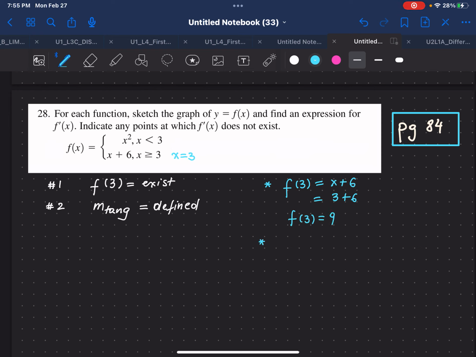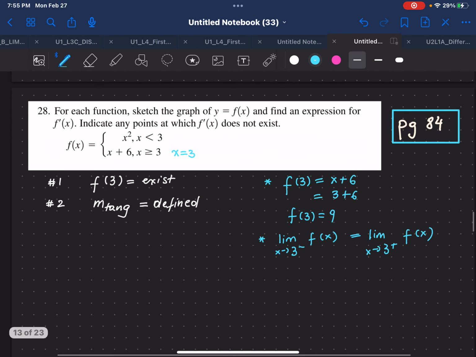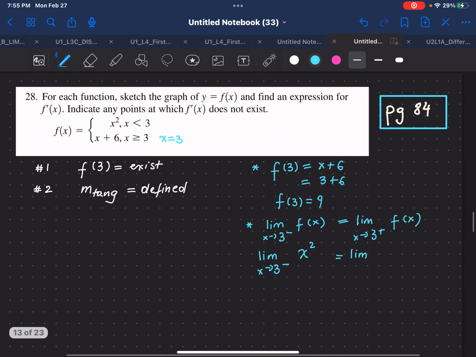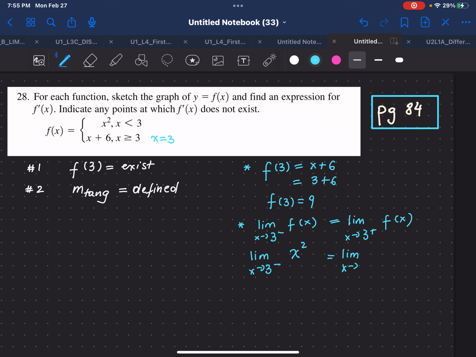Condition number two is that the limit of the function when x approaches 3 from the left must equal the limit of the function when x approaches 3 from the right-hand side. On the left-hand side, we have x squared. So what that means is that we're finding the limit as x approaches 3 from the left by using the equation y equals x squared. And the right-hand side would be x plus 6. So for the right-hand limit, we have to use x plus 6.